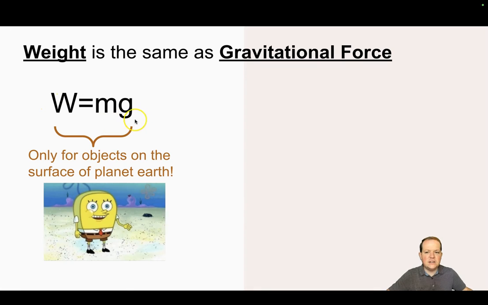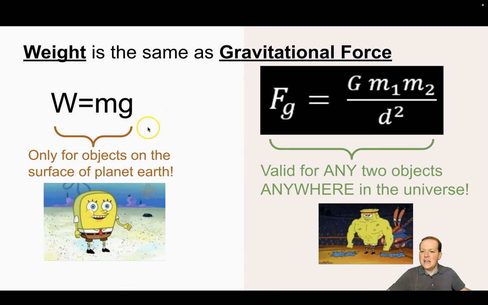But this equation doesn't work, I should say, when we're up in outer space. It doesn't work for Jupiter. It doesn't work for other galaxies. So while we did learn a version of the force of gravity, it was a much more simplified version. This, the universal gravitational force, this new one, can be used for any two objects anywhere in the universe. It is a much more powerful, much stronger equation.